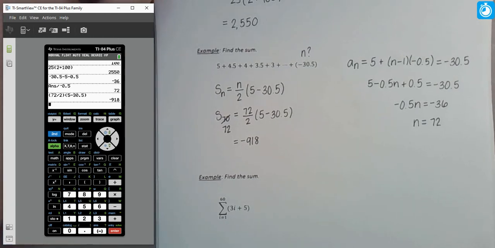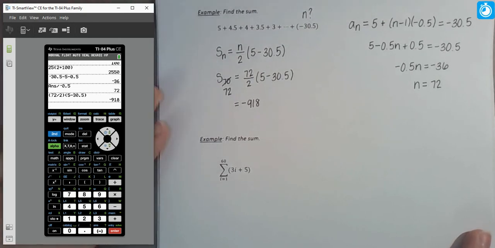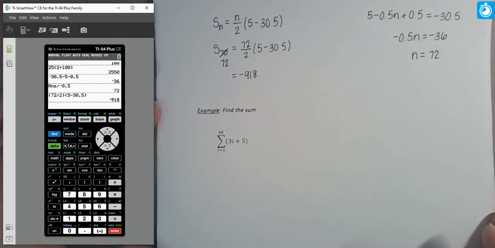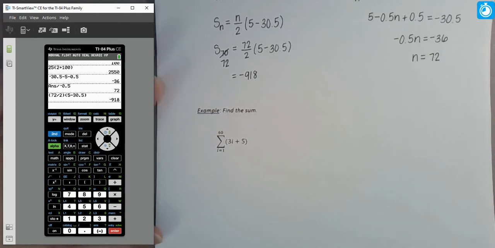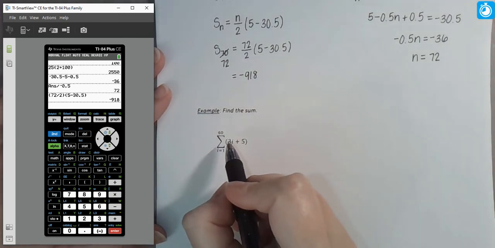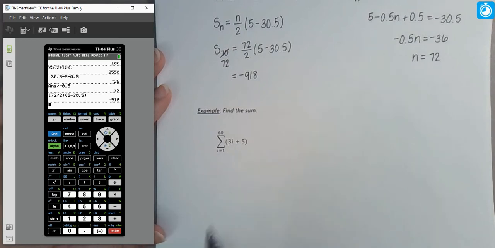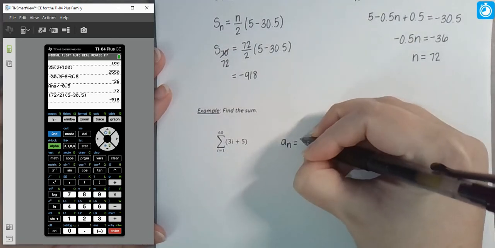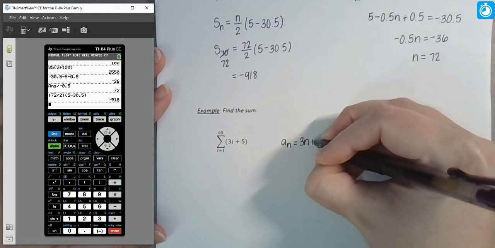Okay. So let's look at this last sum. Now this sum is given in summation notation. So we looked at this notation in the last video. We discussed what this notation means. This notation can also be used when we're talking about something like an arithmetic sequence. So think of this as the formula for the nth term. So we're saying that a sub n is equal to 3n plus 5.